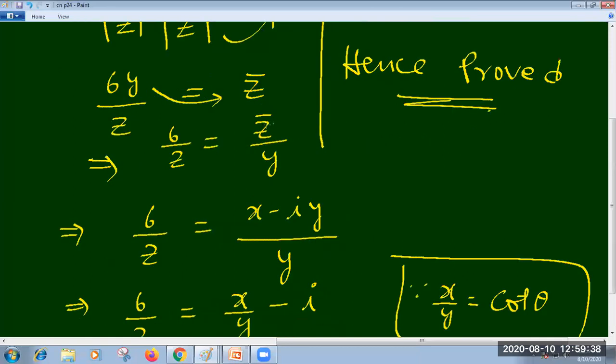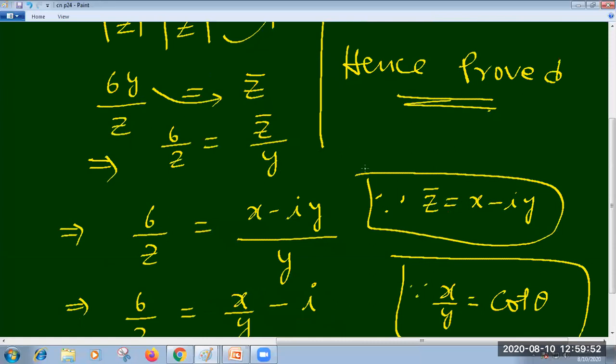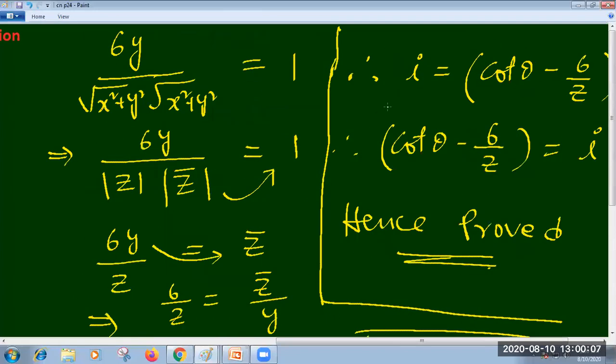So again writing z bar as x minus iy, we know z bar is nothing but the conjugate of z. So this becomes x by y minus i, and bringing i to the left side and 6 by z to the right side, we get i is equal to x by y is cot theta. So i is equal to cot theta minus 6 by z. So this is the required proof.